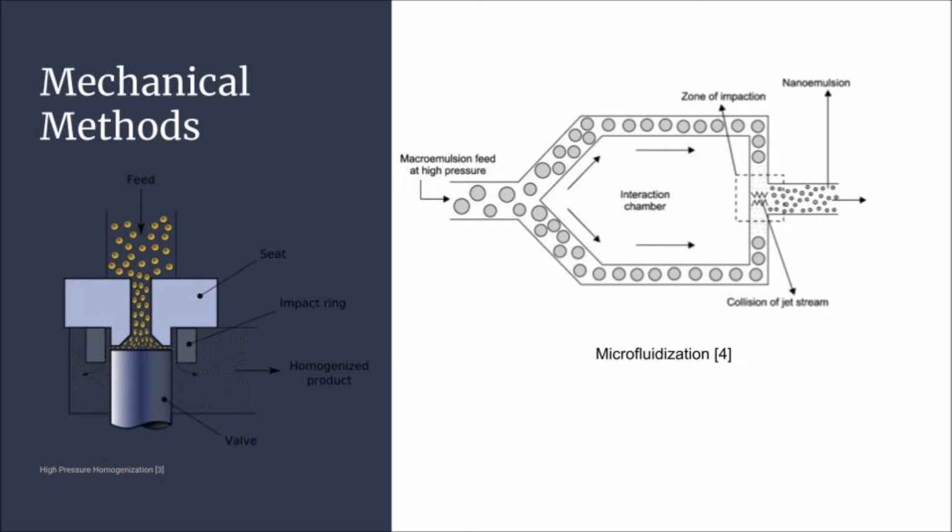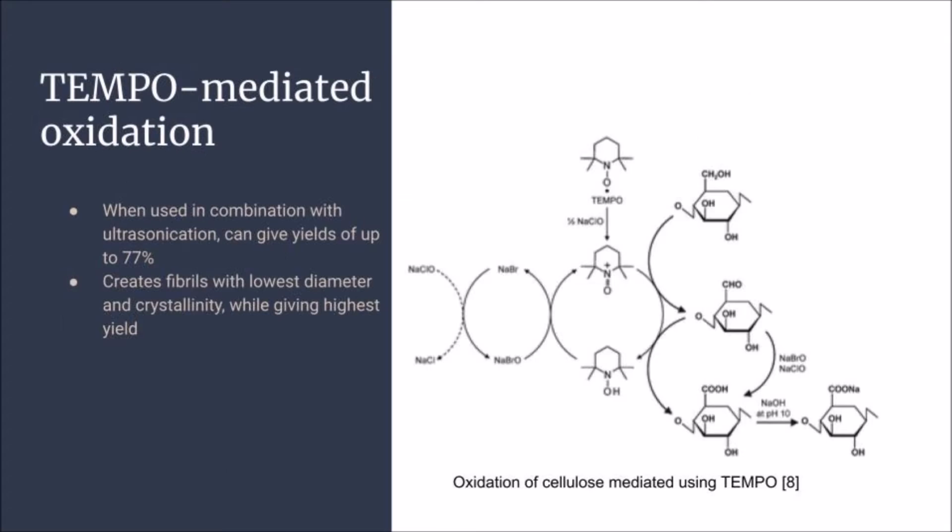The most efficient way of creating nanocellulose is through tempo-mediated oxidation in combination with ultrasonication, which gives an overall yield of up to 77%. Different methods are used to create nanocellulose products with different properties. For example, tempo-mediated oxidation creates fibrils with the lower diameter and crystallinity while also providing a high yield. Furthermore, different processes will be used in laboratory applications as opposed to industrial production of nanocellulose.